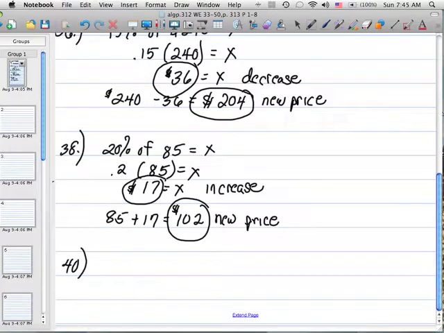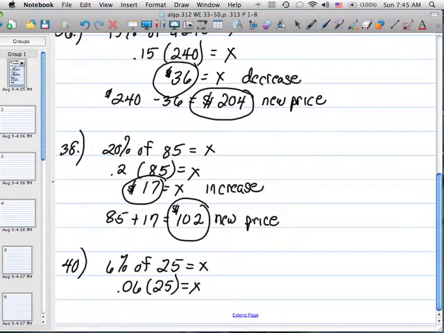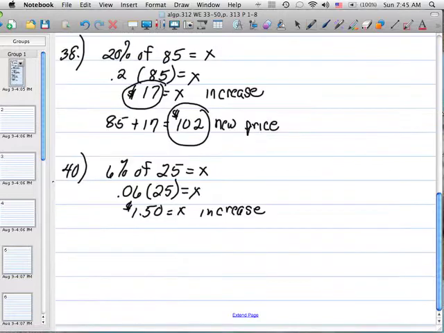Problem number 40 is going to be a markup of 6%, and it's going to be of $25. So we're going to change 6% to a decimal, which would be 0.06, times it by 25, and the markup is going to be $1.50. So our new price, take the $25 and add the $1.50. So our new price is $26.50.